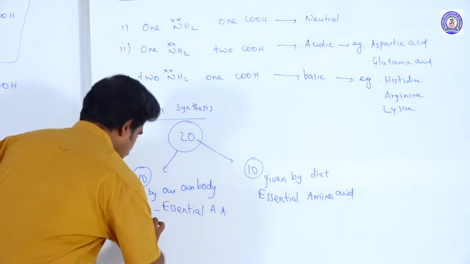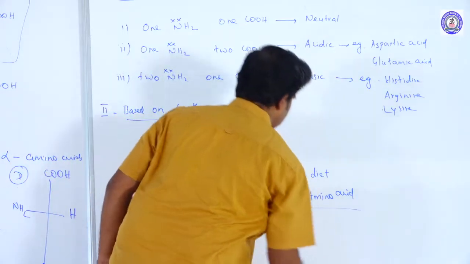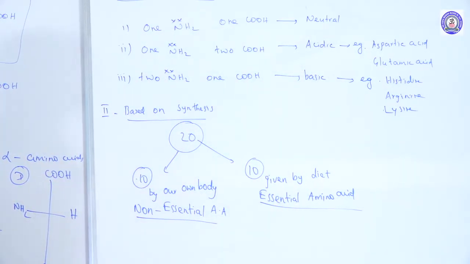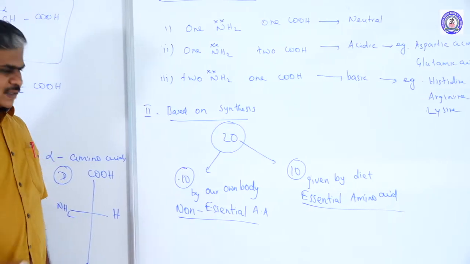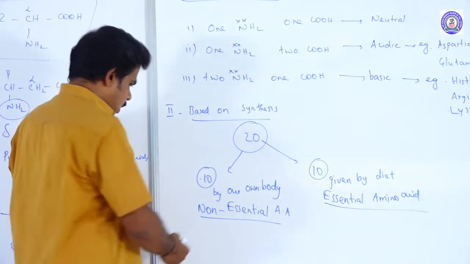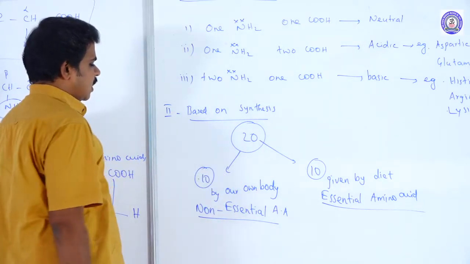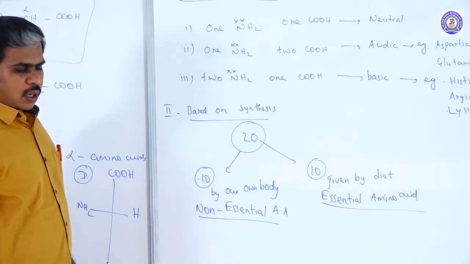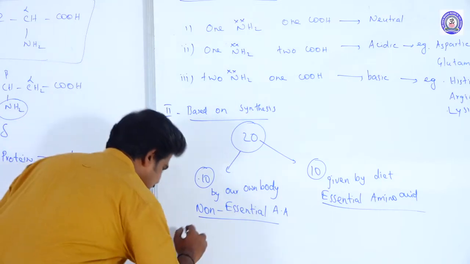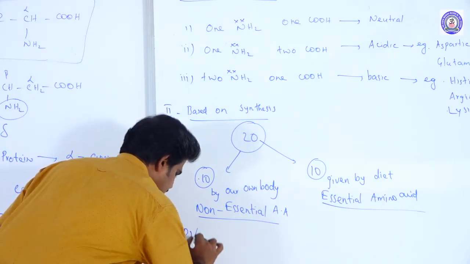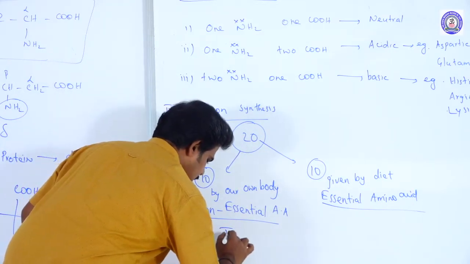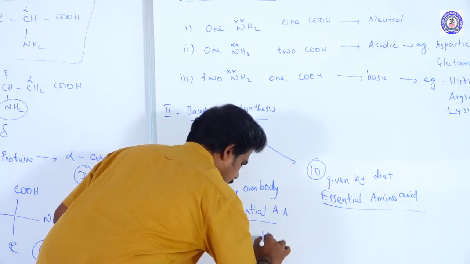Now, how will you remember these essential and non-essential amino acids? This is a shortcut here. Non-essential amino acids are prepared by our own body. Then the shortcut is PVT TIN HALL.